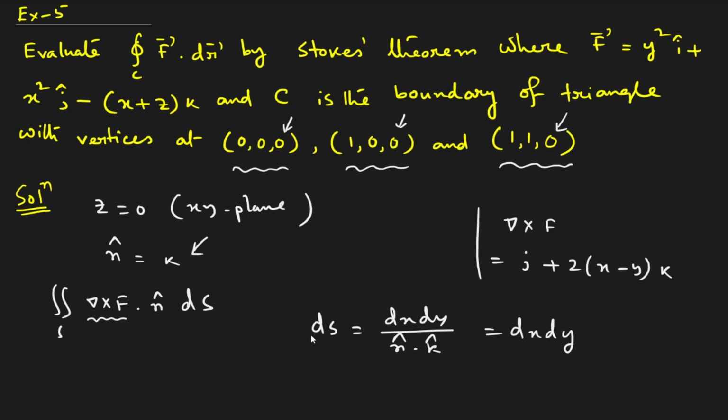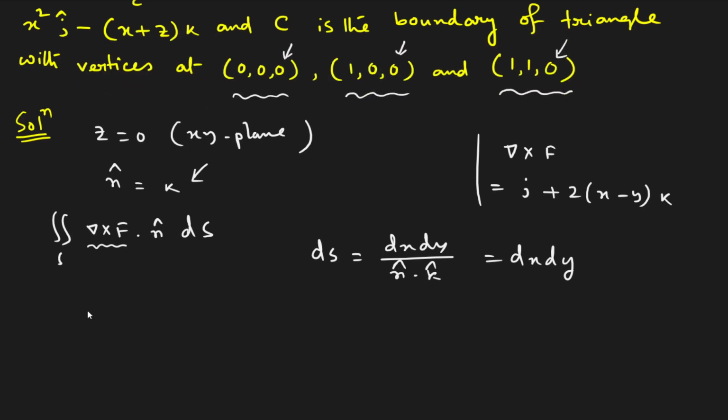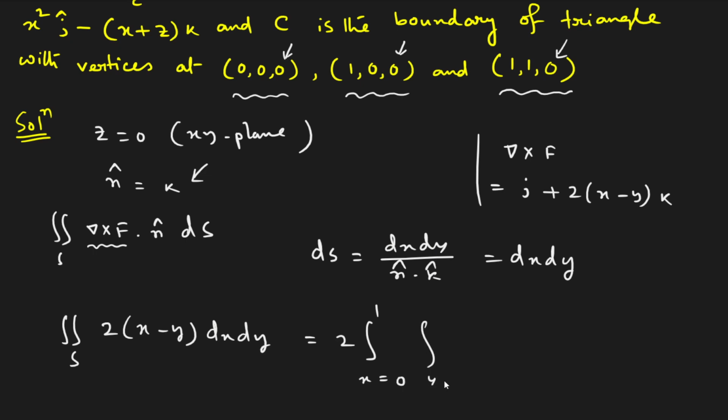Here, without transforming also, you can do the problem, because on the left hand side, the double integration over s of nabla cross f dot n cap gives you 2 into x minus y, and in place of ds you will get dx and then dy. So all the terms are in terms of x and y. You can do it directly, where the limit of x is 0 to 1, and the limit of y will be 0 to x.